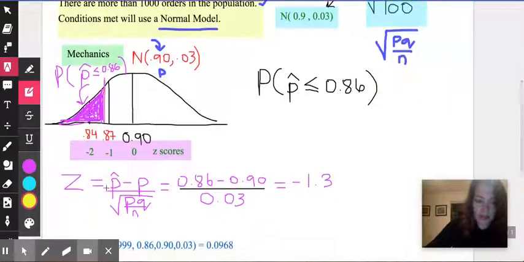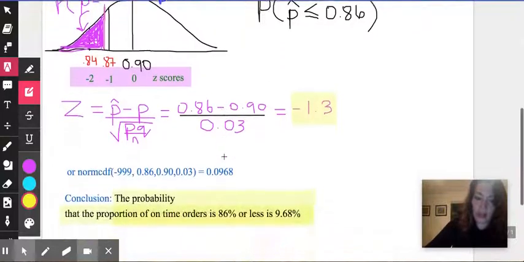Plugging this in, our p hat is 0.86, our proportion is 0.90, and our standard deviation we already calculated is 0.03. Plugging this all in, we get a z-score of -1.3. That makes sense, because if you look at our model, it is right between -1 and -2. So the region that I shaded here is the probability we are looking for.